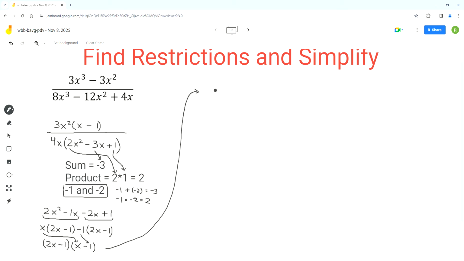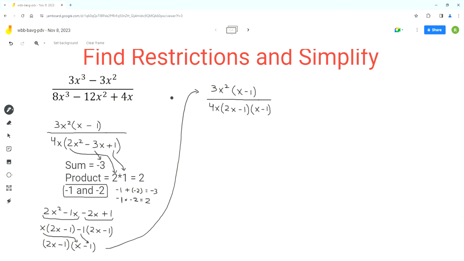So our expression now becomes, so we start with the numerator, which we have already factored, over, now in the denominator the common factor was 4x, and with that we write the factors we found for the trinomial. So 2x minus 1 and then x minus 1. Now we cannot factor this expression any further.